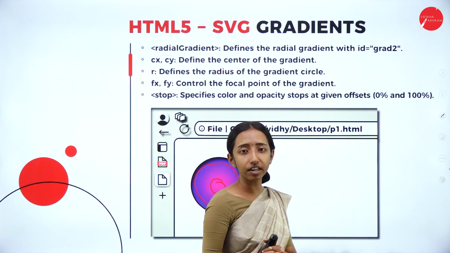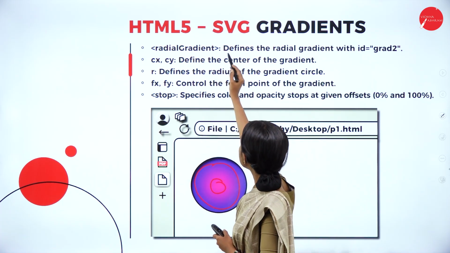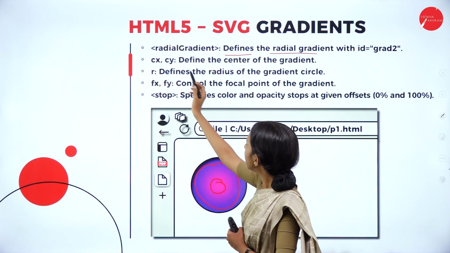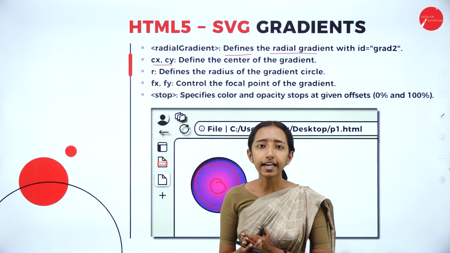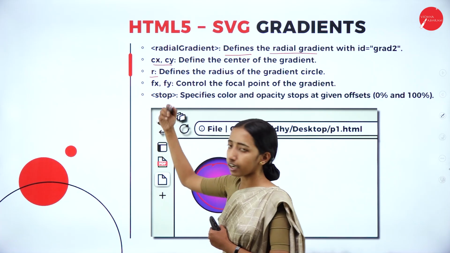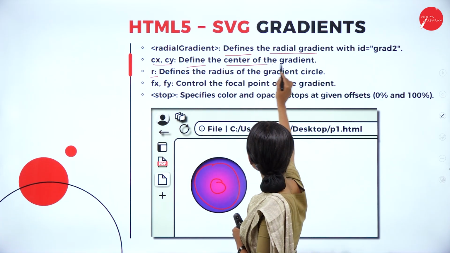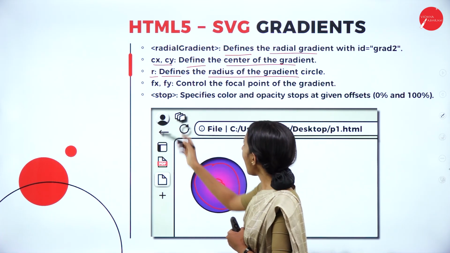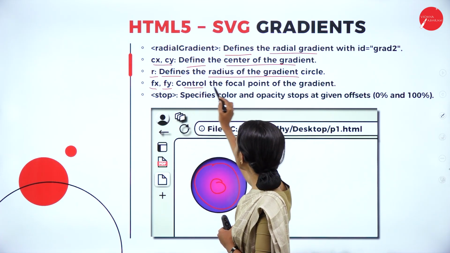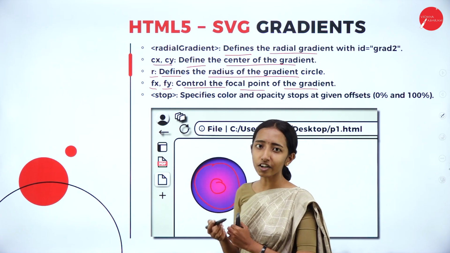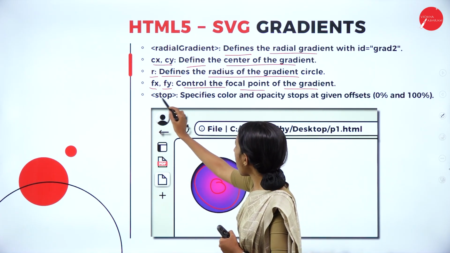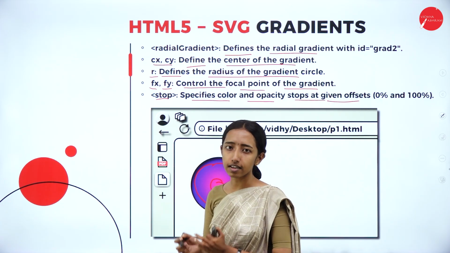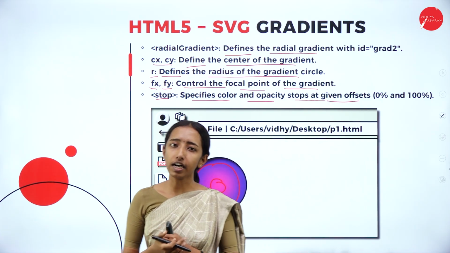Here we have the attributes like the radialGradient. It defines the radial gradient with the ID grad2. Here we have taken the coordinate axis and also r, meaning the radius. So cx and cy define the center of the gradient and r defines the radius of the gradient circle, and fx and fy control the focal point of the gradient that we have taken. And stop specifies the color and opacity and also gives the offset, that is 0% and 100%.